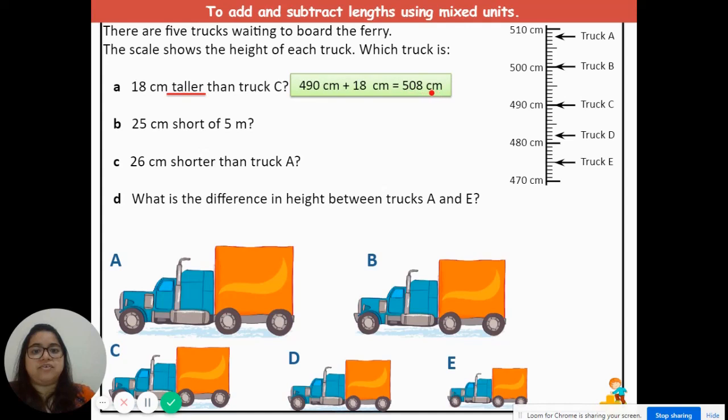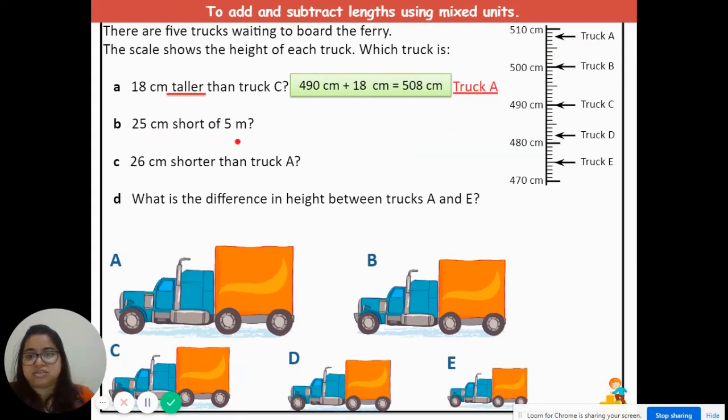So we have to find out now which truck is 508 centimeters. Here it is 500 centimeters, but we have to find 508. So we'll go to the next truck. We'll have to count each line: 1, 2, 3, 4, 5, 6, 7 and 8. So we can see at 508 we have truck A. So the answer is truck A.